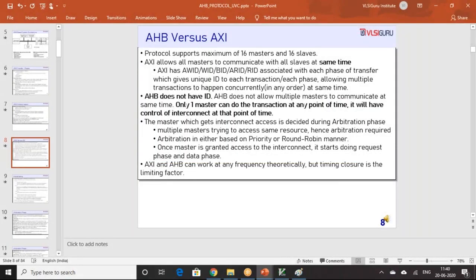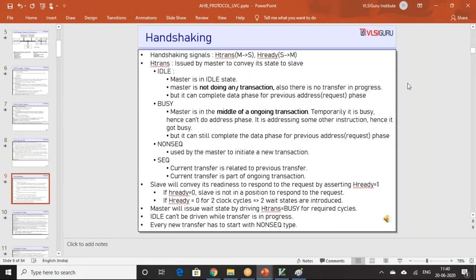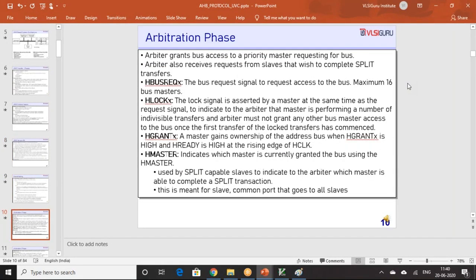Now that we have understood that the AHB protocol happens in 3 phases and how the handshaking works, let us go ahead and understand the different phases of the AHB transfer. First, let us start with the arbitration phase. Can you please read these notes once? Arbitration phase.